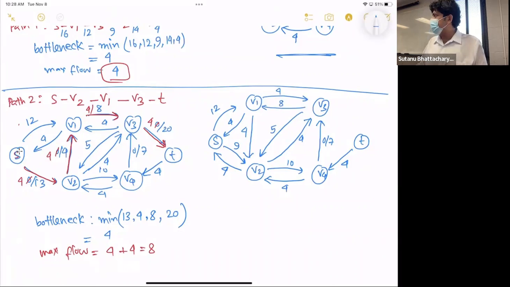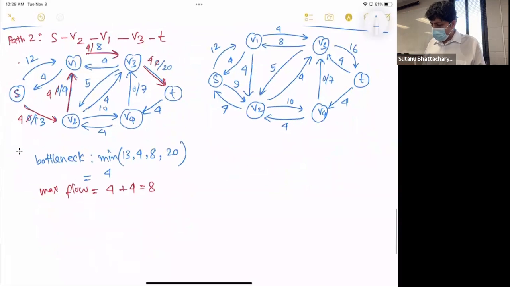Now V3 to T. What is the forward edge? 16. And what is the back edge? 4. Clear so far? This is my residual graph. Same thing we need to repeat.